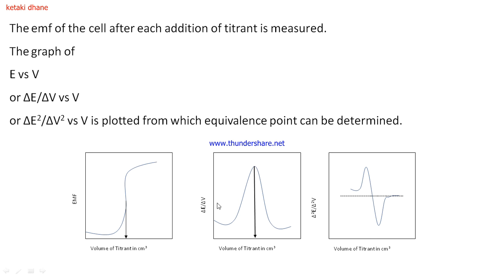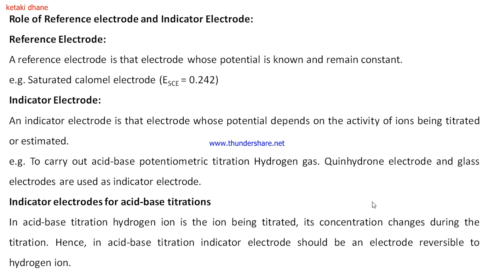So towards the equivalence point, how does it change? And the third graph will be the square of the values of EMF, that is the potential difference, delta E square divided by delta V square, which will be plotted against the volume of the titrant. From this we can determine the equivalence point of the titration.